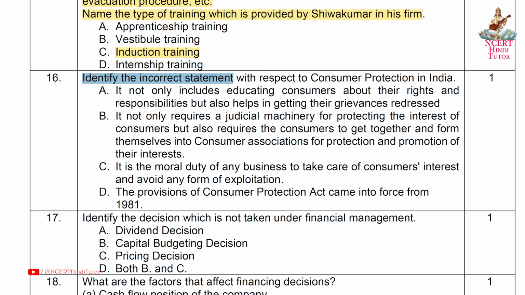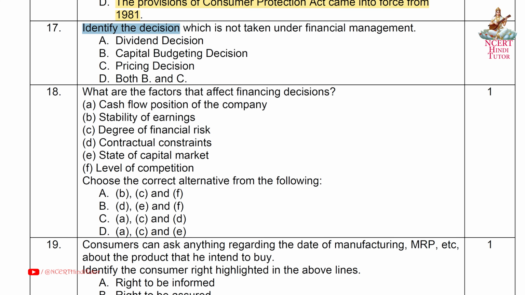Question 16. Identify the incorrect statement with respect to consumer protection in India. Answer D. The provisions of Consumer Protection Act came into force from 1981. Question 17. Identify the decision which is not taken under financial management. Answer C. Pricing decision. Question 18. What are the factors that affect financing decisions? So friends, answer is D.